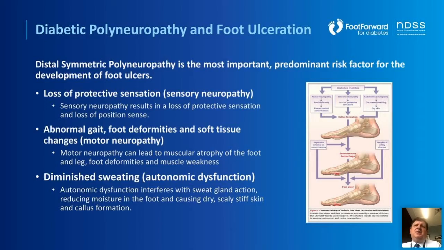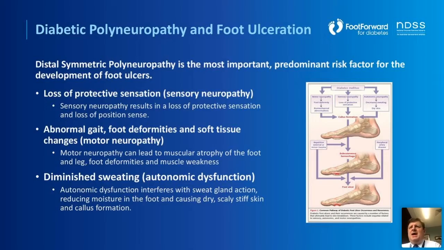Secondly, there can be with peripheral neuropathy and diabetes not just loss of sensation, but also weakness in the small muscles of the feet and higher up the leg. And that can result then in particularly what's known as claw toes. There can be hyperextension at the metatarsophalangeal joints, and a lot of pressure under the metatarsal heads is a characteristic finding.